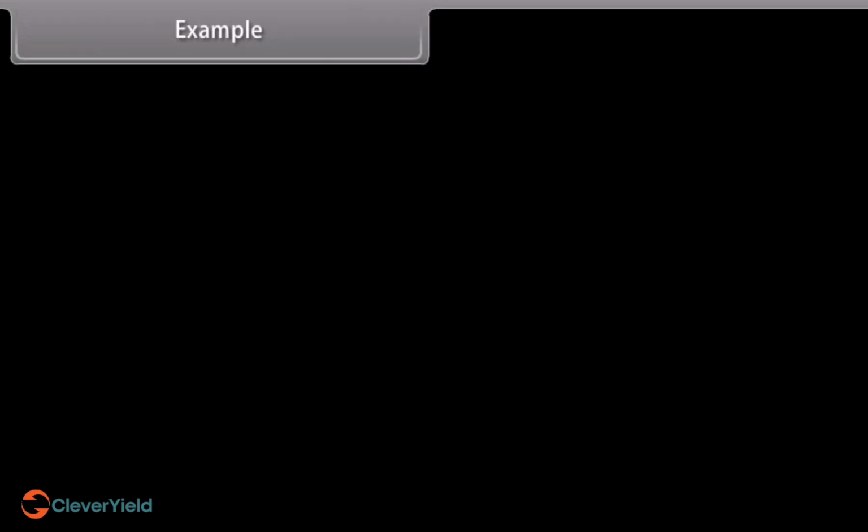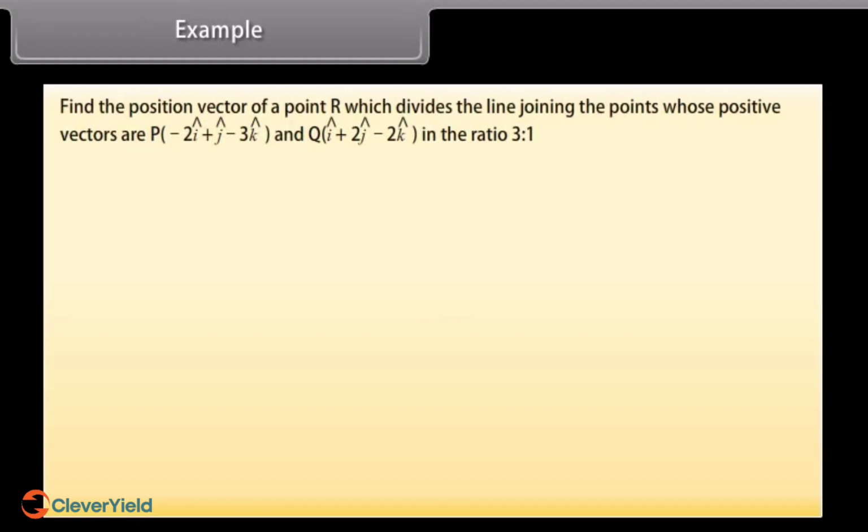Example: find the position vector of a point R which divides the line joining the points whose position vectors are P equals minus 2 cap I plus cap J minus 3 cap K and Q equals cap I plus 2 cap J minus 2 cap K in the ratio 3:1, 1 internally, 2 externally.